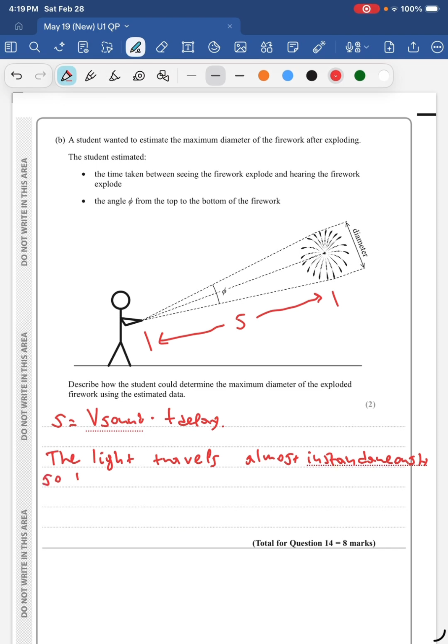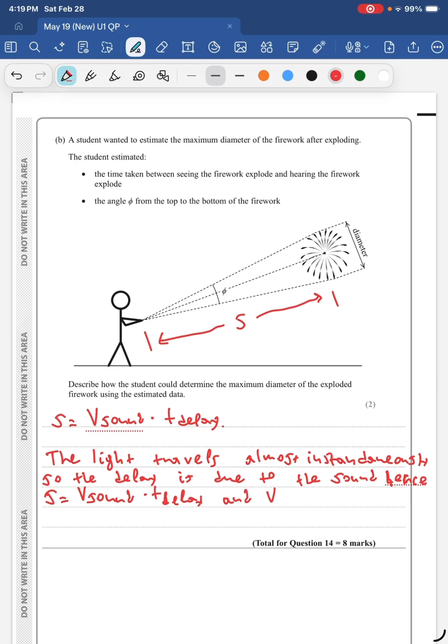So the delay is due to the sound, okay? Hence, S is V sound times T of delay, and V sound is 340 meters per second.